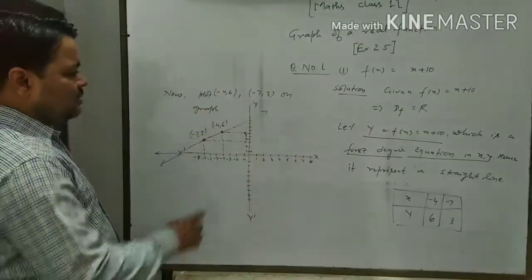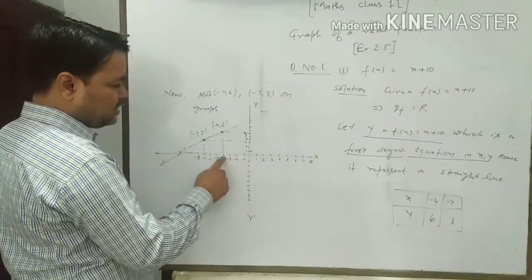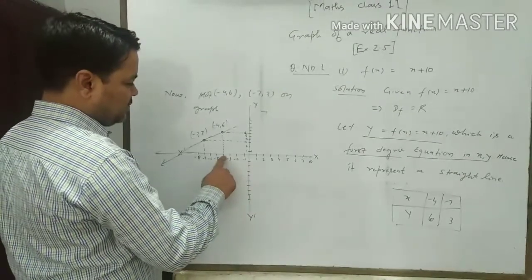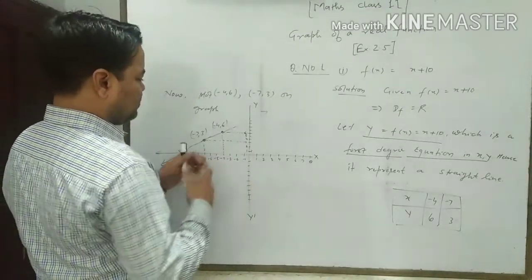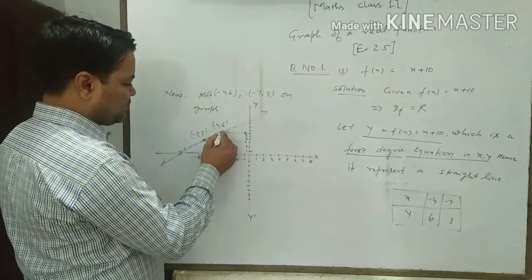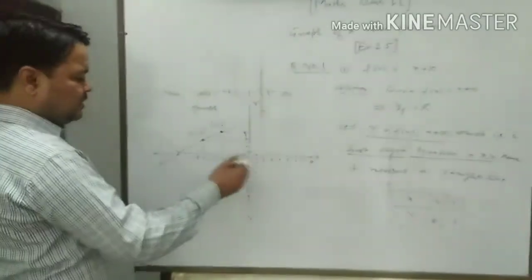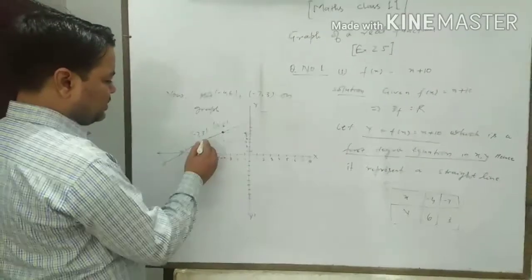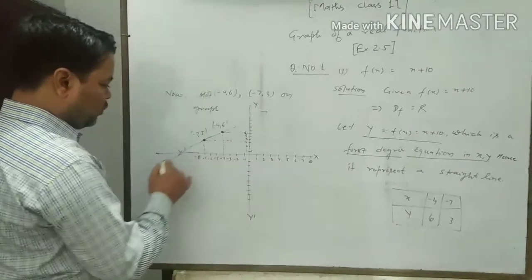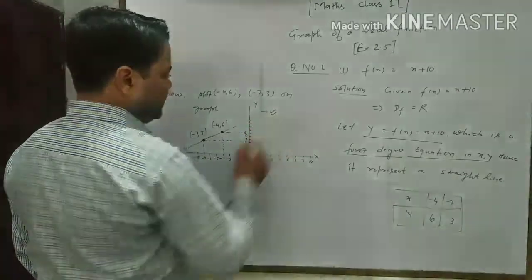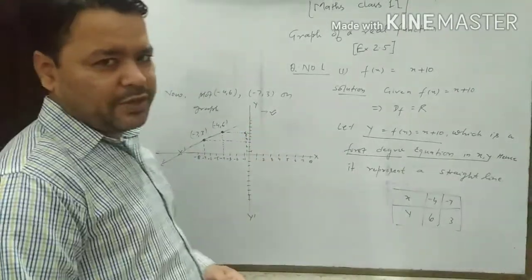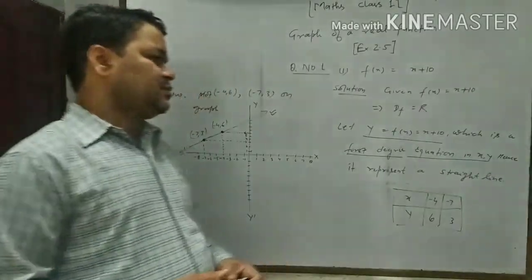It will be (-4, 6): -4 here and 6 here, so (-4, 6) will be at this place. And (-7, 3): -7 and 3 here. Now if we join these two points, it will be a straight line. Okay? Like this way we can solve it.